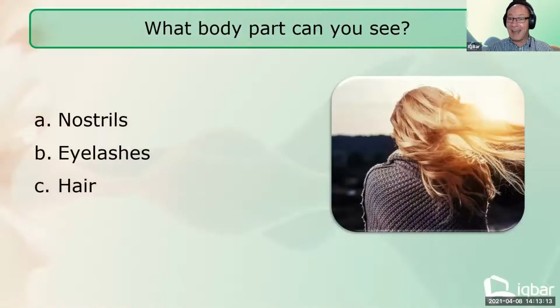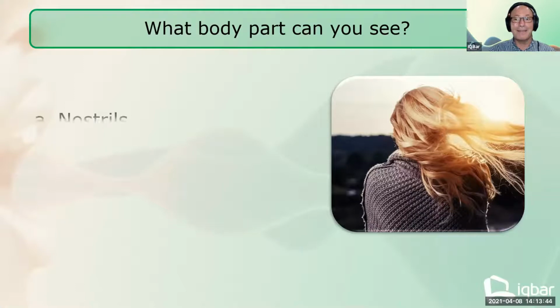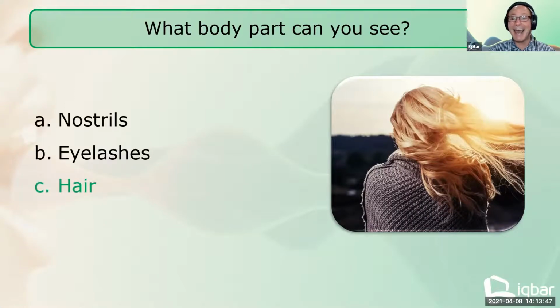Now let's have a look at this body part. And what body part can you see in this picture? A, nostrils, B, eyelashes, or C, hair? Let's give them a few seconds to make their choice. We can see hair.